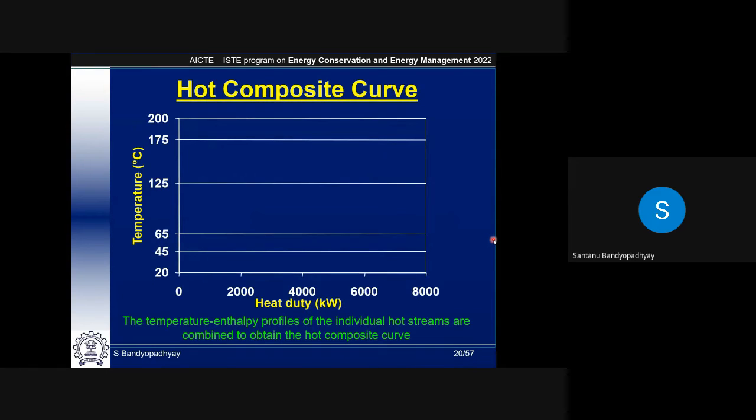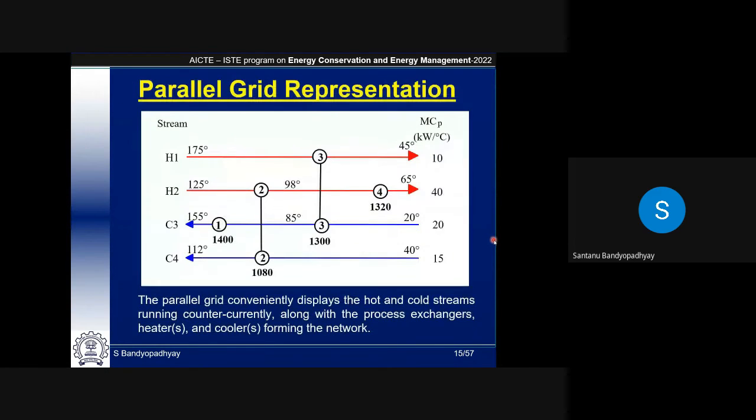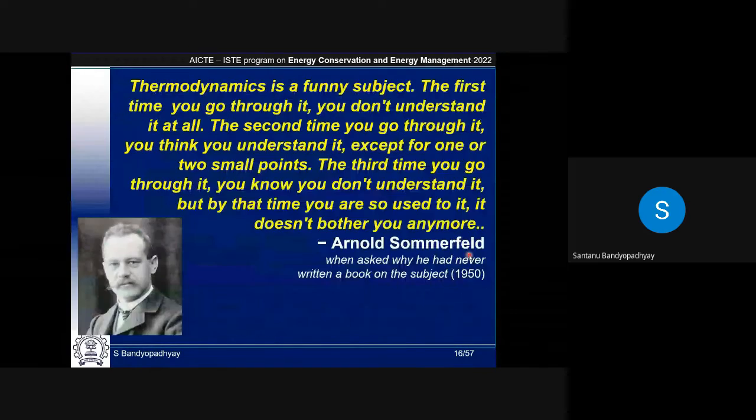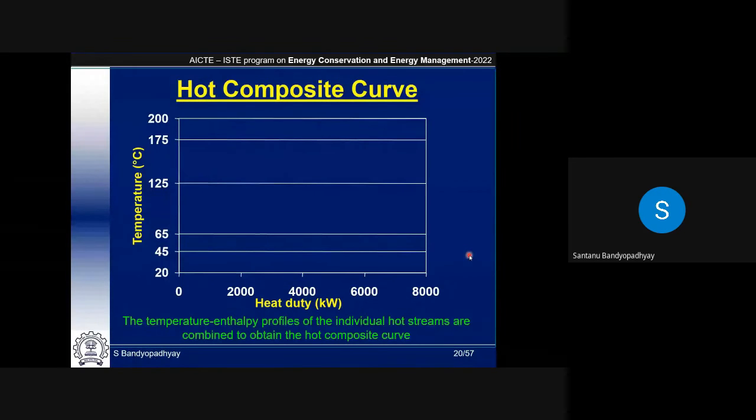So remember the H1 and H2 data. I'll go back quickly. H1 starts at 175, goes to 45 with a total duty of 1300. H2 starts at 125, goes to 65 with a duty of 1080 plus 1320. These are the two exchanges on this stream, so this is 2400. Yeah. So let's look at H1. It starts at 175 and goes down to 45, in such a way that the horizontal distance is 1300. So this side is the heat duty and this is temperature.